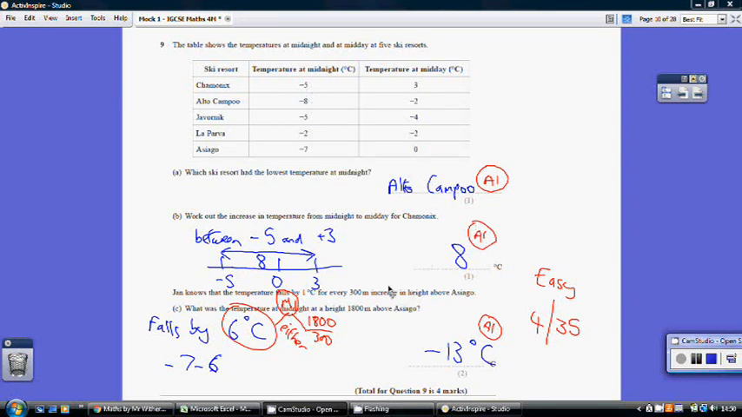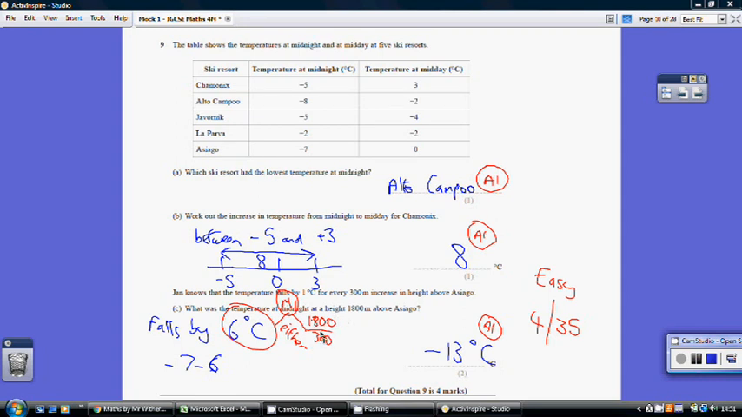Now, Jan knows the temperature falls by 1 degree for every 300 metre increase in height from Asiago. What was the temperature at midnight at a height of 1800 above Asiago? So midnight temperature Asiago is minus 7, and we are going to have to reduce that temperature. It falls by 1 degree for every 300 meters in height. So the temperature at the place we're thinking about is 1800 meters above here.